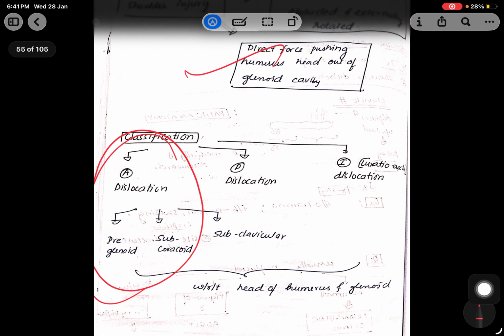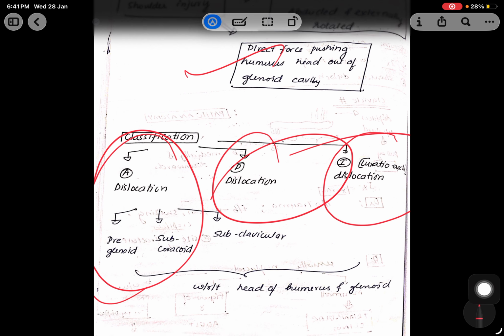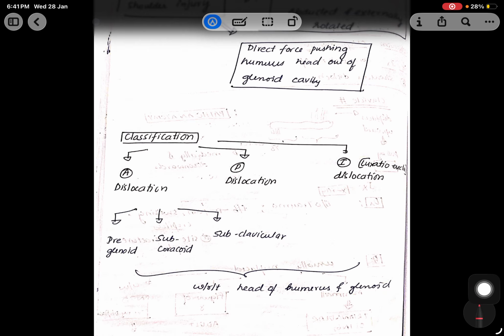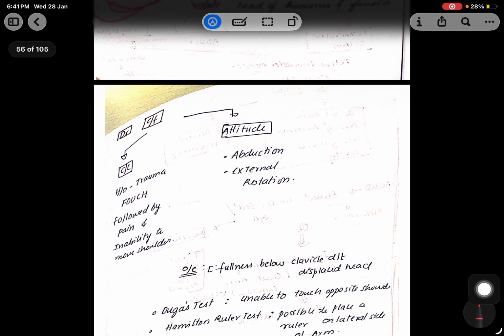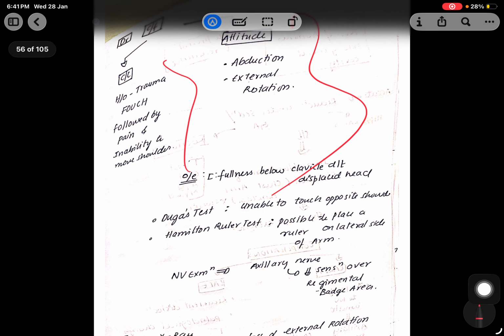Again, mechanism of shoulder injury, there's nothing. Either you can have anterior dislocation, posterior dislocation, or inferior dislocation. Based on anterior dislocation, these are the places where the bone can go and sit, either subglenoid, subcoracoid or subclavicular. Again, the same clinical features. It's an OPD based diagnosis. Whenever a patient comes to you with the hand on the opposite side, just by seeing you can suspect that.